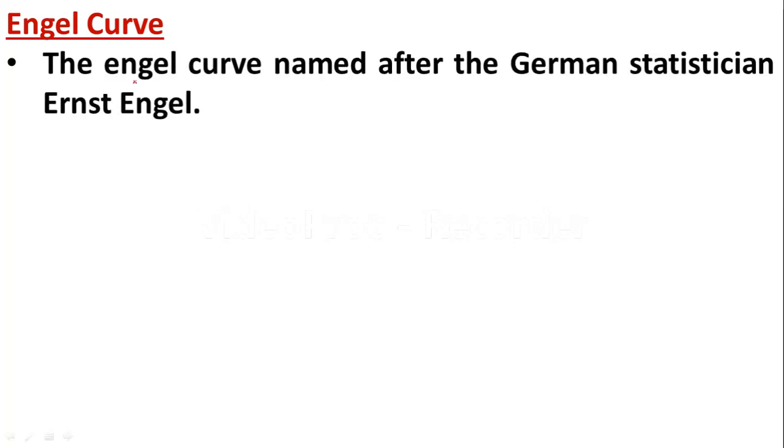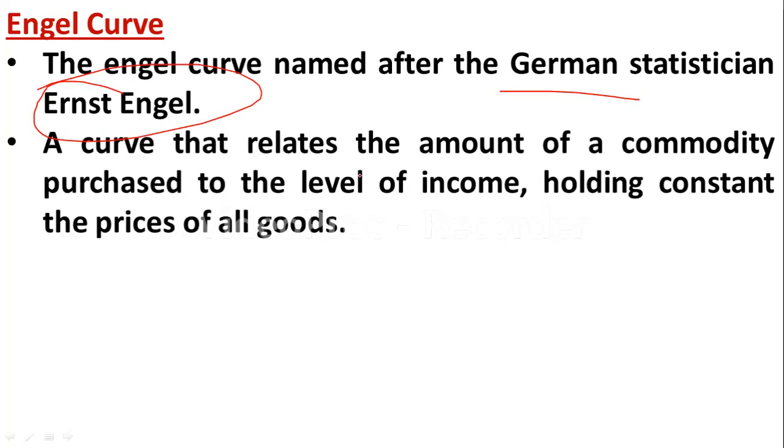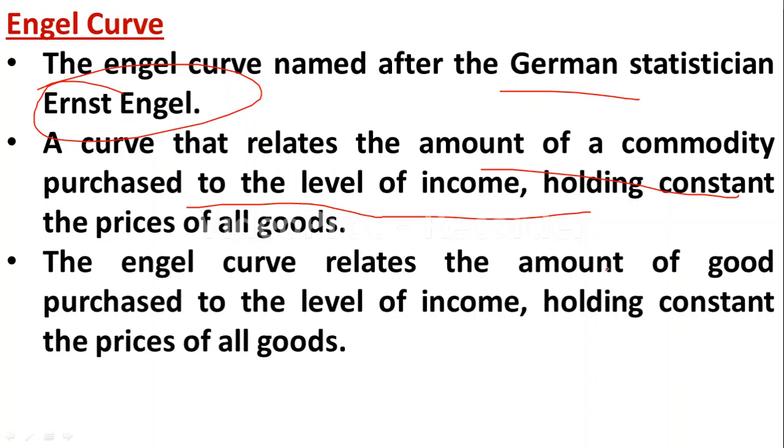Then next topic is Engel curve. So Engel curve means this curve is named after the German statistician Ernst Engel. And Engel curve is related to the amount of commodity purchased to the level of income, holding prices of the goods constant. So Engel curve shows the relationship between demand for the good and level of income.